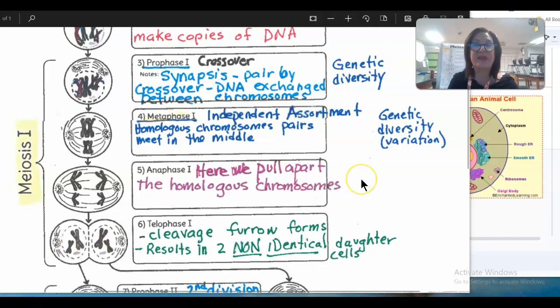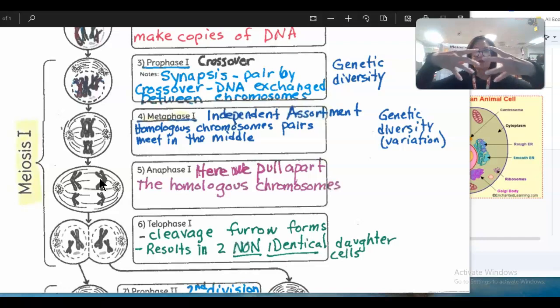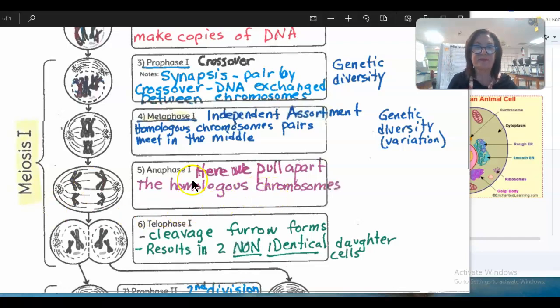Then we have anaphase 1. Again, all we're doing is separating the chromosomes in meiosis 1. So here you can see in this image that I'm pulling the full chromosome apart from the other chromosome to opposite sides. You know, like anaphase, I pull apart, but I'm pulling the entire chromosome apart here. So you can see that.